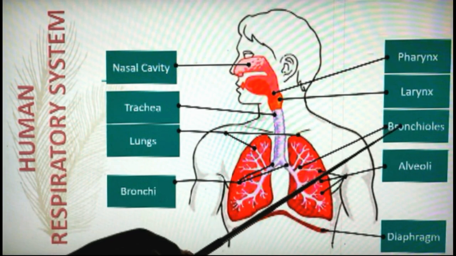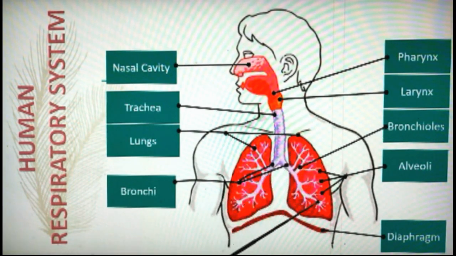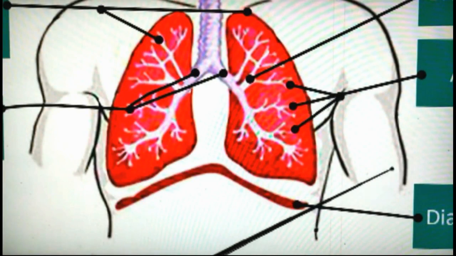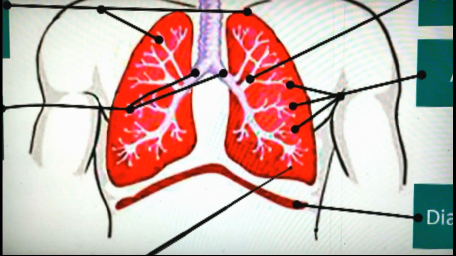Bronchioles. At the tip of the bronchioles, we can see small structures. We can call them as what? Balloon-shaped structures or grape-like structures. They are known as what? Alveoli. These structures are known as what? Alveoli. You can see it very clearly here, isn't it?